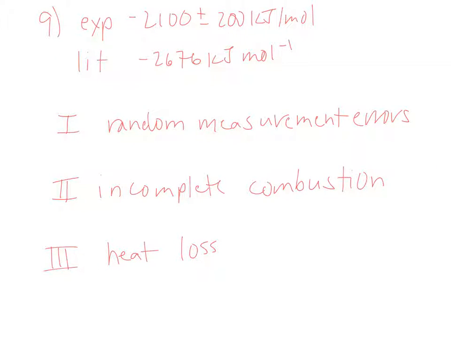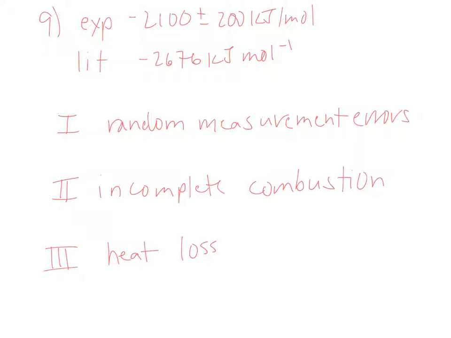Number 9 talks about an experiment done, and bottom line is that the experimental value you got from your calorimeter was negative 2100 plus or minus 200 kilojoules per mole, and the accepted literature value is minus 2676. So at best, your value was minus 2300, which is still 376 kilojoules per mole off from the literature value. So which of these would account for the difference between the two values?